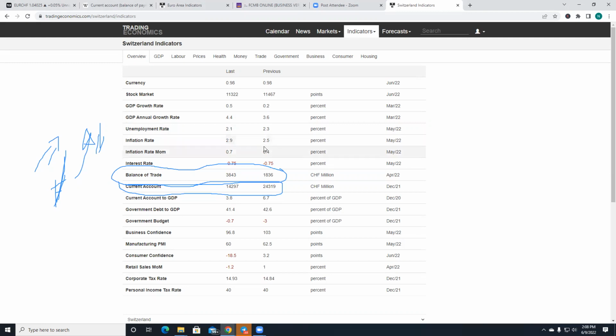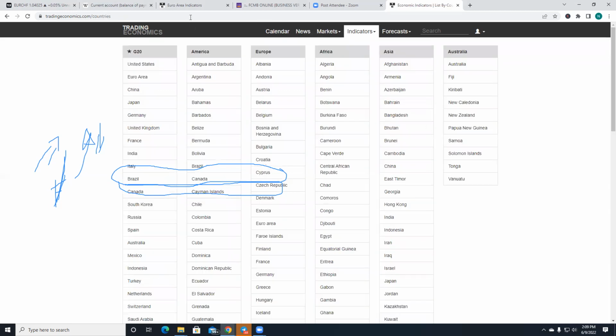Inflation rate from 2.5 to 2.9. Can you see that in Switzerland, inflation rate is not high. It's not as high as what? As Eurozone. If you go to Eurozone, what is inflation rate? Let's go back there. Okay. Sorry, just hold on, guys. You just have to stick with me and get this thing clearly.